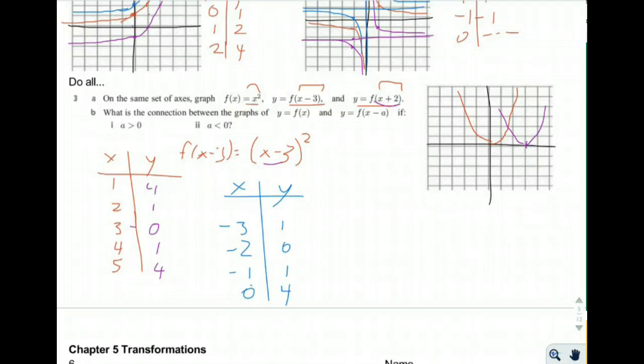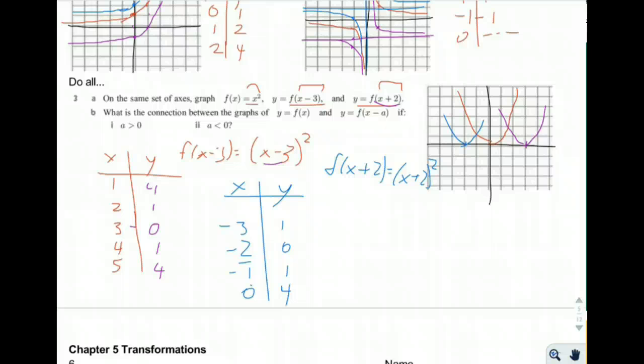Okay, so if we put in negative 2 in f of x plus 2, which is equal to x plus 2 squared, we'll see that the center of the graph is now at negative 2. So actually the parabola would look kind of like this. Okay?